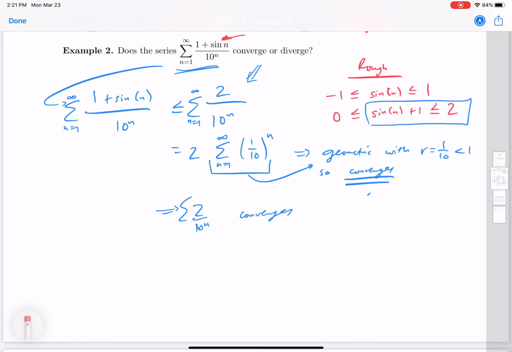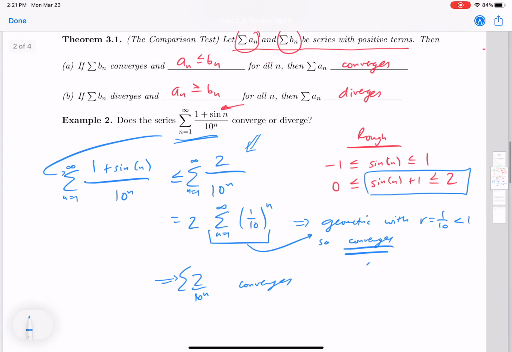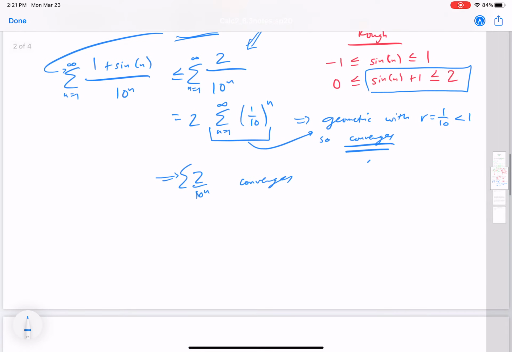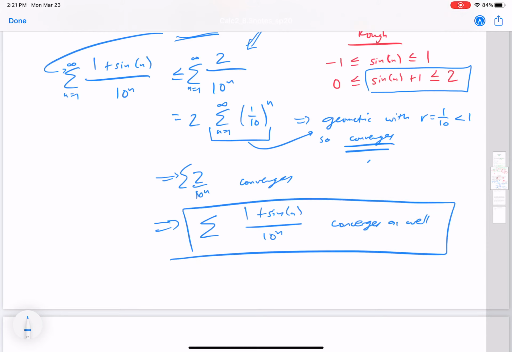And then by the comparison test, this means that the sum of 1 plus sine of n over 10 to the n converges as well. The end.